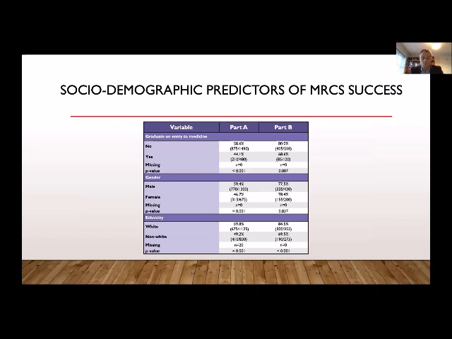We also found some worrying sociodemographic predictors of MRCS success. We found that there were statistically significant differences in pass rates between students who undertook their medical degree as an undergraduate versus a postgraduate, with undergraduate students performing significantly better. Similarly, we found white candidates performed significantly better than non-white candidates. And we found that males performed significantly better in Part A of the examination than females, that there was no statistically significant difference by gender for Part B of the examination.